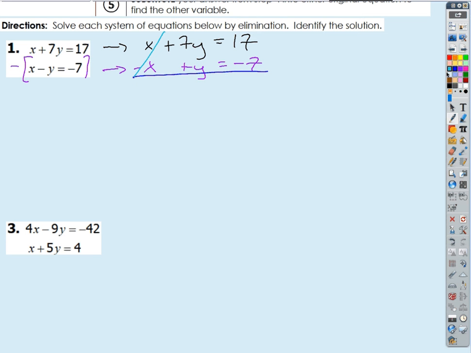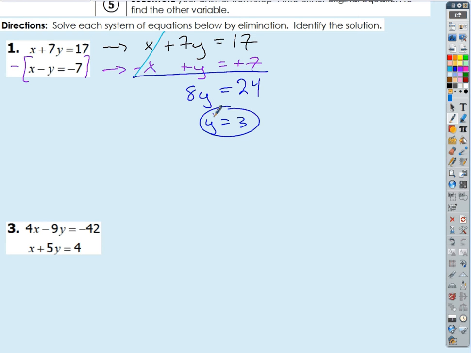And we end up with 8y equals 10. Oh, whoops, you're right, positive 7. Yep. So 8y equals 24. There you go, okay? So if I divide by 8, what do I get? Okay, so y equals 3. There's half of my solution, but I need an x value too, right?